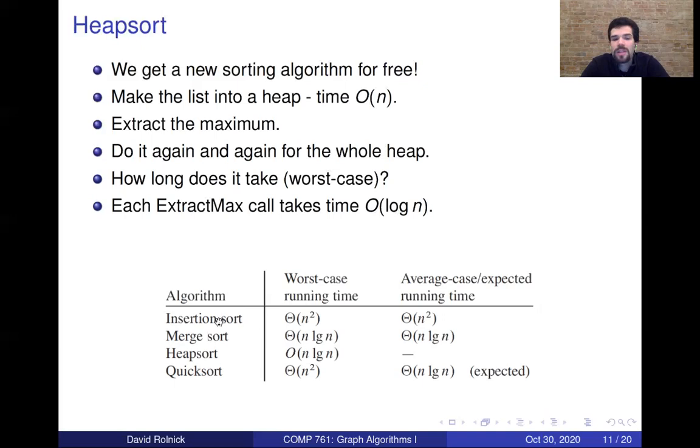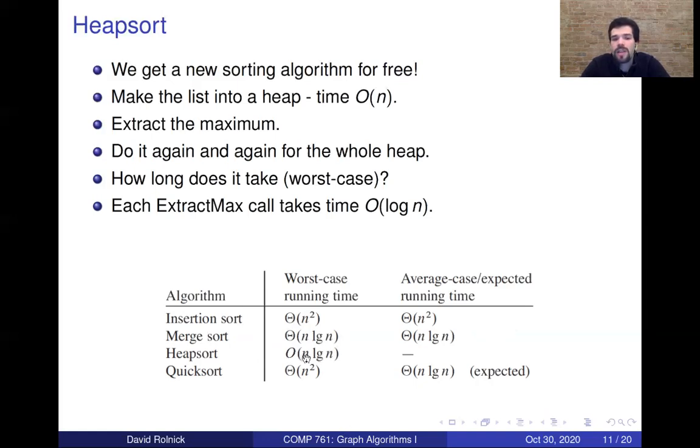Okay, so what we have now is the summary of the running times for all the things we looked at. We looked at insertion sort, which had worst case running time n squared, and the average was also n squared. It's really not very good. Merge sort had a worst case running time of n log n and an average running time of also order of n log n.